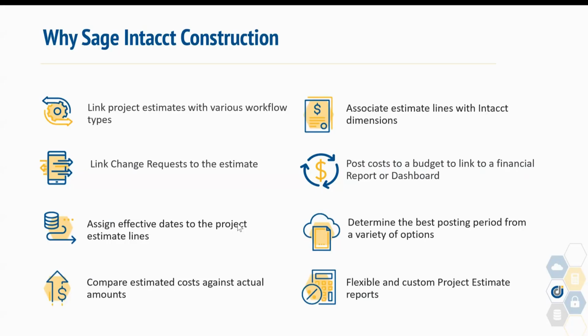So again, hopefully this gave you a good understanding of what we're able to accomplish with Sage Intacct CRE. We can link project estimates with various workflow types. We can link the change requests to the estimate, assign effective dates to the project estimate lines. We can compare estimated costs against actuals. We can associate estimate lines with the variety of Intacct dimensions that we have. We can post costs to a budget to link to a financial report or dashboard. We can also determine the best posting period, like I mentioned, from the variety of options. And then I also really briefly touched on the flexibility in the custom project estimate reports that we have the ability to create in the system.